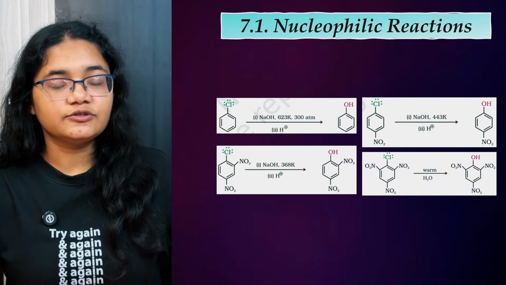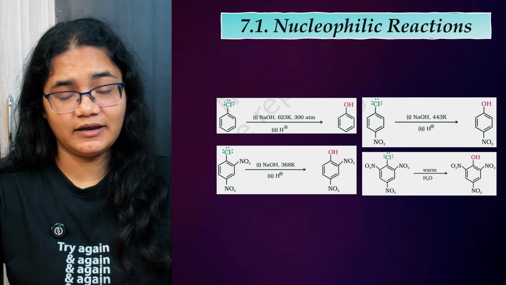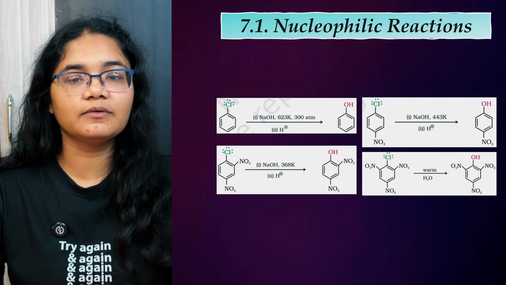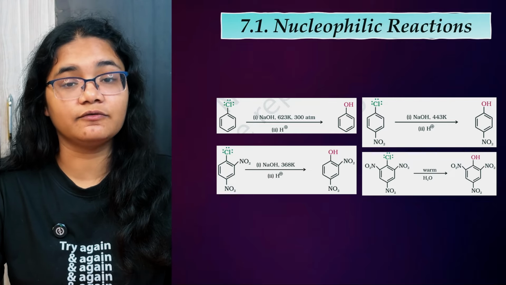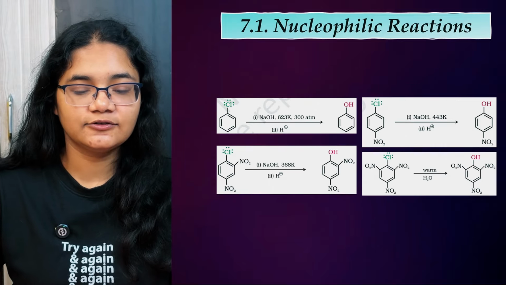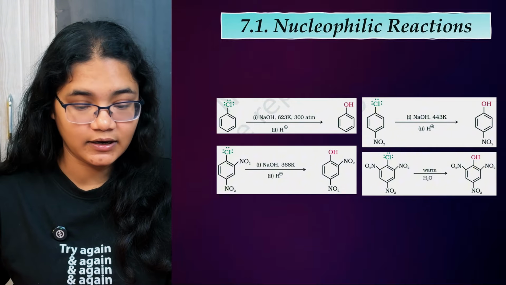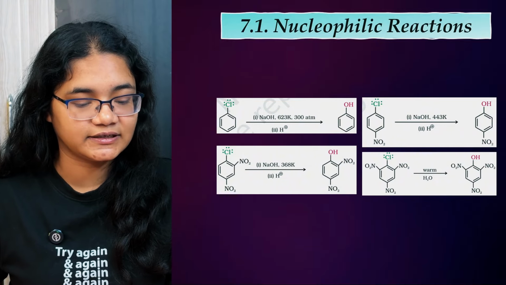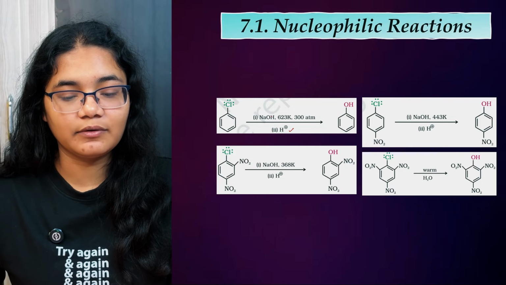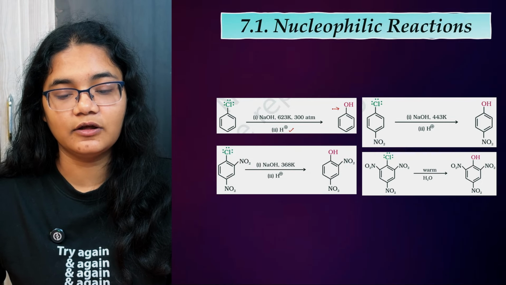Moving to the next one. Does that mean there are no nucleophilic reactions at all in haloarenes? No, it is not like that. Under some conditions, high pressure and high temperature, we can do nucleophilic substitution reactions in haloarenes. If I take only chlorobenzene and react it with NaOH at 623 Kelvin and 300 atm, and then H plus, what will happen? The Cl group will be replaced with the OH group.